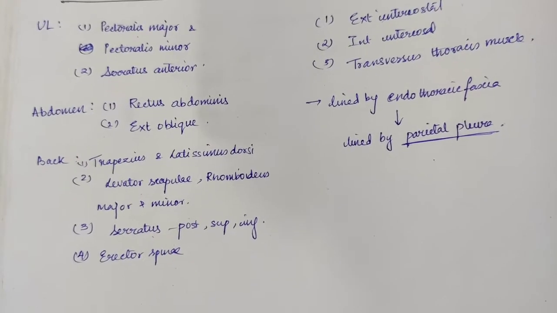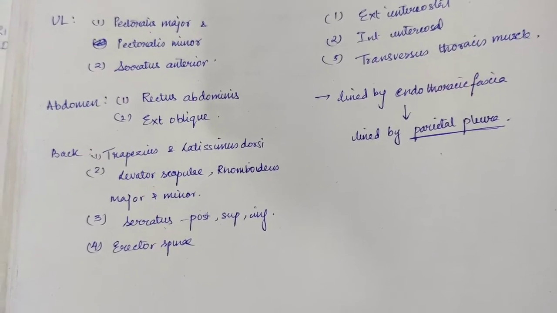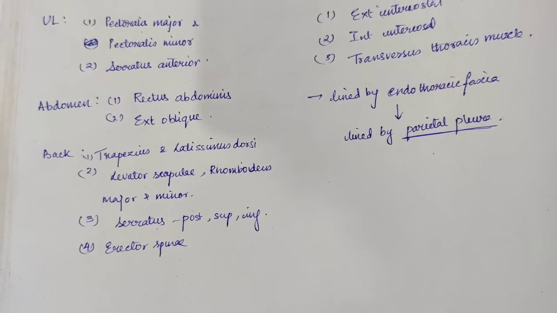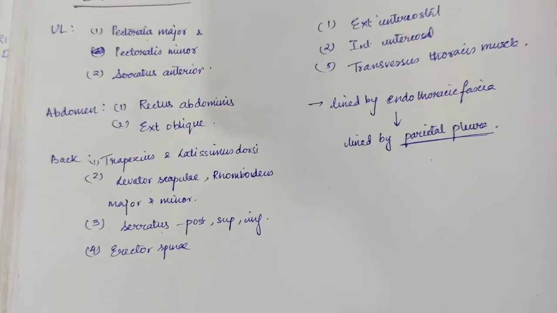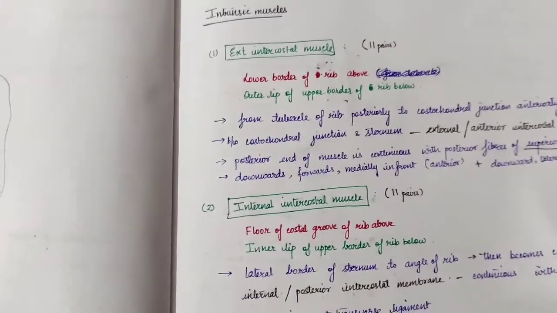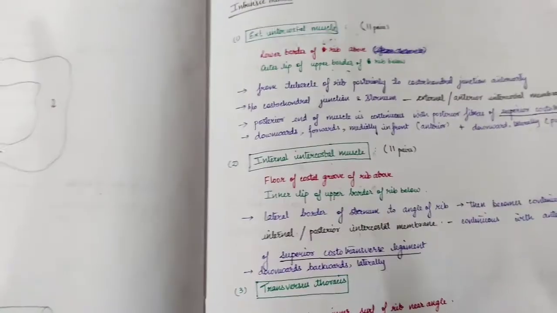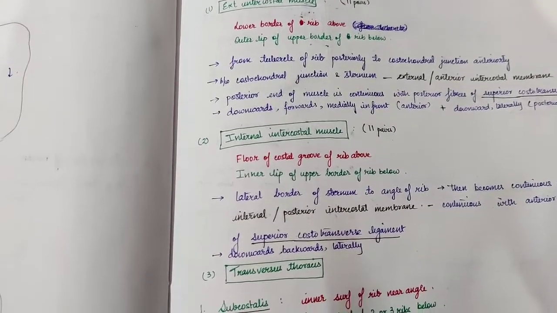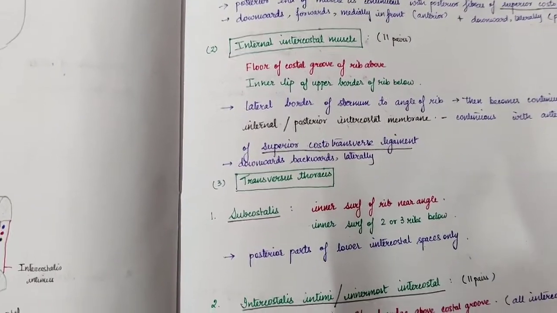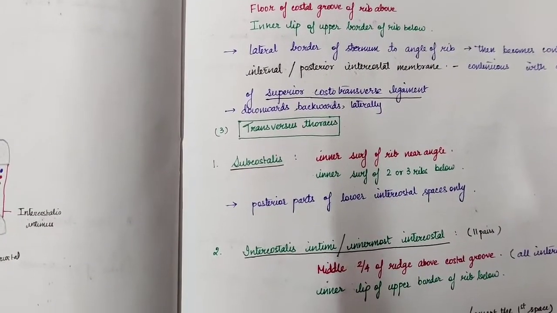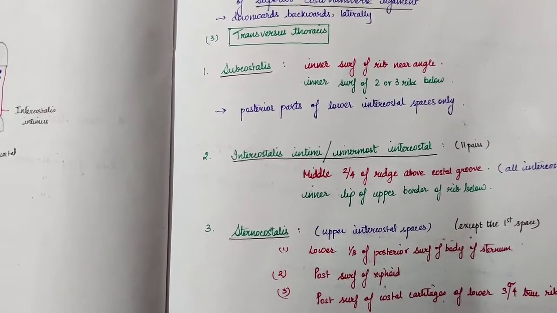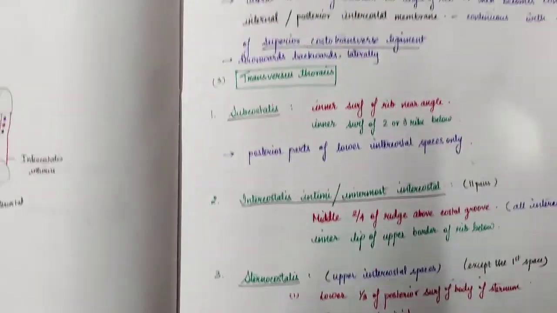Then we have the levator scapulae and rhomboideus major and rhomboideus minor, and then we have serratus posterior superior and posterior inferior. Next we have the erector spinae. The intrinsic muscles of the wall of thorax are the external intercostal muscles, the internal intercostal muscles, and the transverse thoracis, which again comprises three muscles, which are the subcostalis, intercostalis intimi or the innermost intercostal, and the sternocostalis.